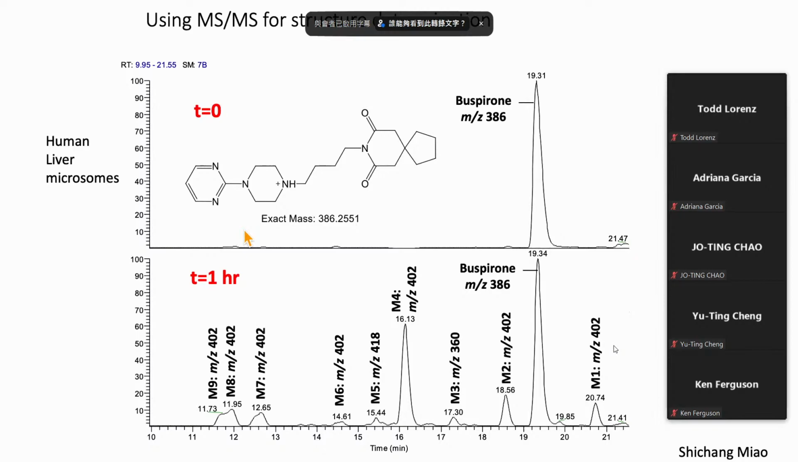And very often, a 386 molecular weight or molecular ion drug will give a 402 molecular species on metabolism. That's the addition of 16, or 1 oxygen, the most common reaction in drug metabolism, probably due to cytochrome P450. And there's a number of those. There's a number of isomers. There's maybe one that's got 2 oxygens added. There's one that's lost a few carbon atoms.